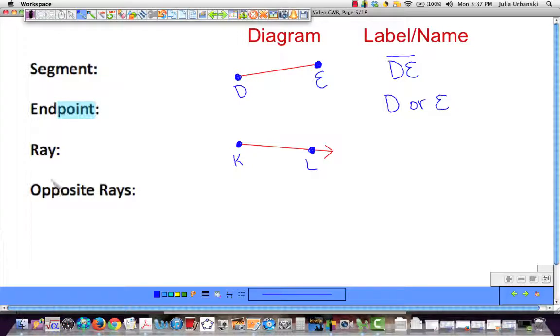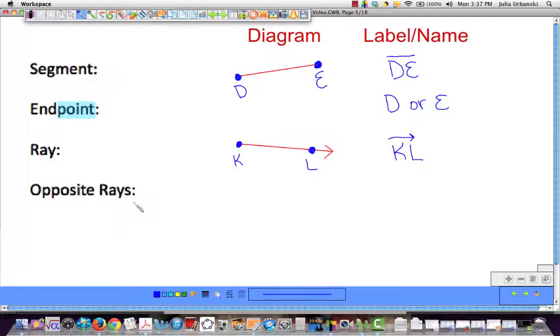When you're going to name a ray, the endpoint has to be labeled first. It doesn't matter which direction it's going. You have to find the one that doesn't have an arrow. The K goes first, and you pick any letter that the arrow is going through. So in this case, it's L. But when you label it, you draw a bar with 1 arrow. And in this case, you always draw it to the right, just when you're labeling it.